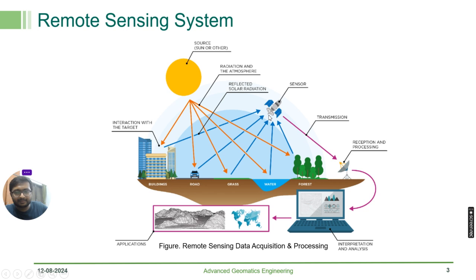In the other case, active remote sensing, the satellite itself has a source of energy. It will first send the energy, it will interact with the object, and it will come back to the satellite one more time. So from here we release the energy, it interacts with the object, and it comes back to the satellite. That is known as active remote sensing, where we have an energy source mounted on the satellite or the airborne platform.